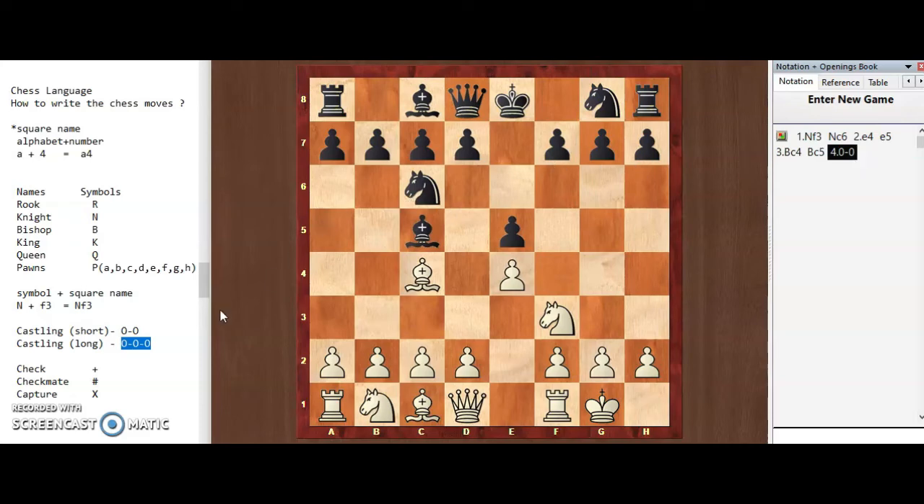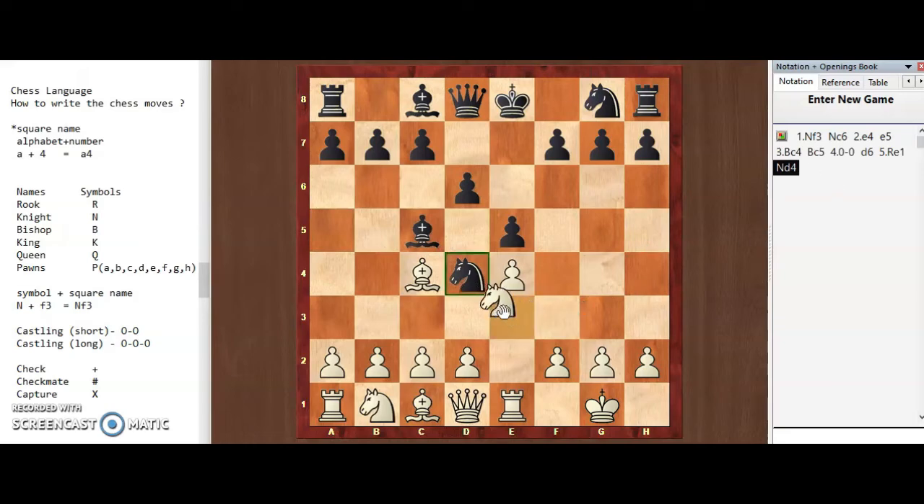Now let's see the other things also, the check example and the capture example, how we will capture pieces and also move the other pieces. For example, black just played this. Now I moved the rook, R E1. That's how we use the rook symbol. Let's just move the knight here, N D4.